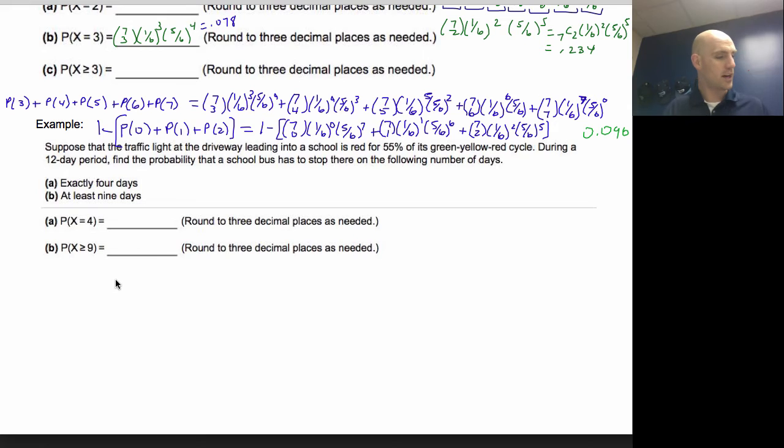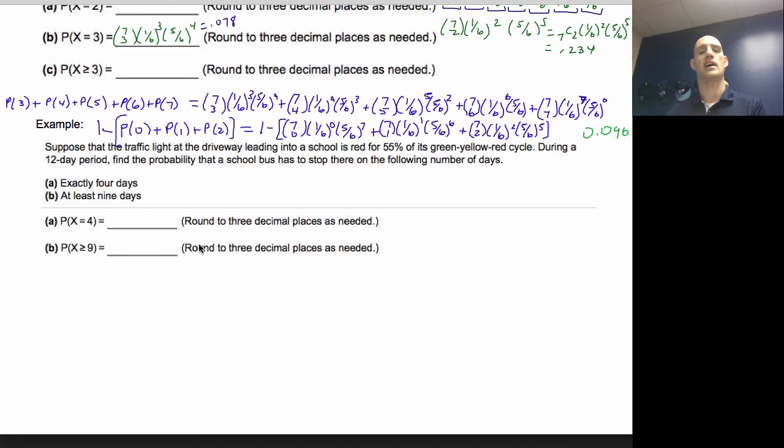Again, playing on this idea that we've got certain things that happen on certain days, or dice, or whatever it is. It's probabilities of an event that has multiple things going on. Suppose the traffic light at the driveway leading into a school is red for 55% of its green, yellow, red cycle. During a 12-day period, find the probability that a school bus has to stop there on the following number of days. Okay, so let's think about this for a second.